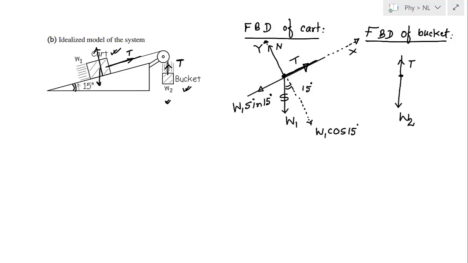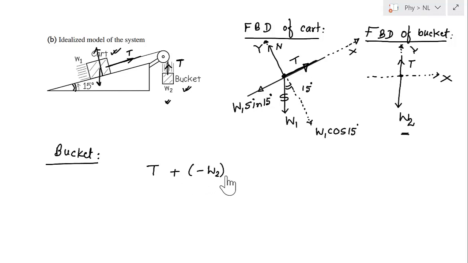Let us first write for the bucket. Now in the bucket, there is no force that is acting in the x direction. So this is my x direction, and this is my y direction for the bucket. So on the bucket, only forces are acting in the y direction. So what are the forces? In the upward direction we have force T, and in the downward direction we have W2. So this is the downward direction, that's why we have to take a negative sign.